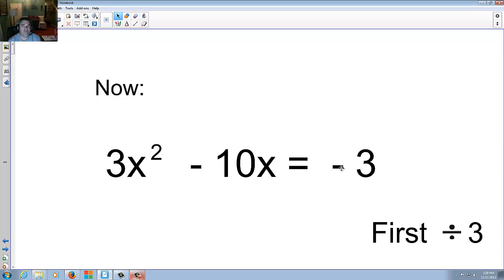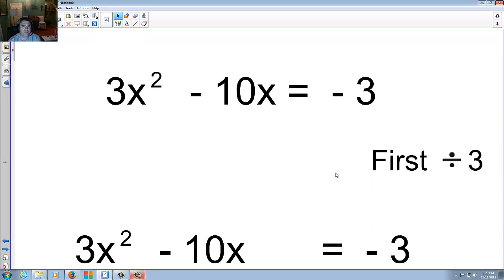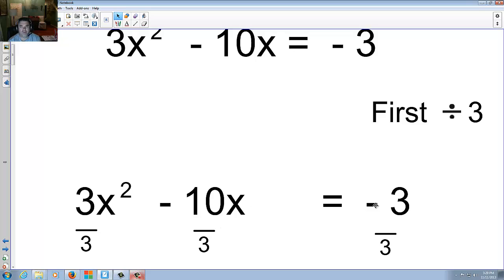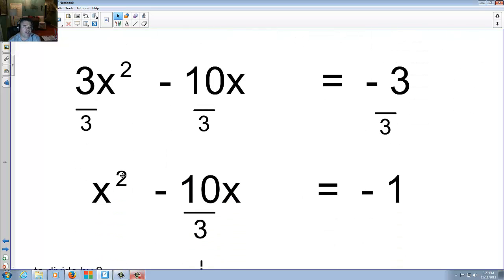3x squared minus 10x equals negative 3. Divide everything by 3. Divide by 3, divide by 3, divide by 3. So I got x squared minus 10 over 3. Now again, decimal or fraction. I'm still shooting for fraction. If you got to make decimal, you're fine. You just have to do a little rounding. If you have to make a decimal, go to the 4th decimal point, and you're probably going to be okay.